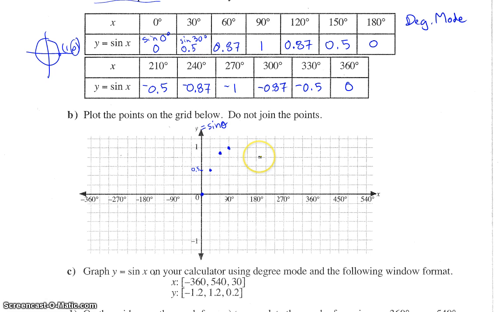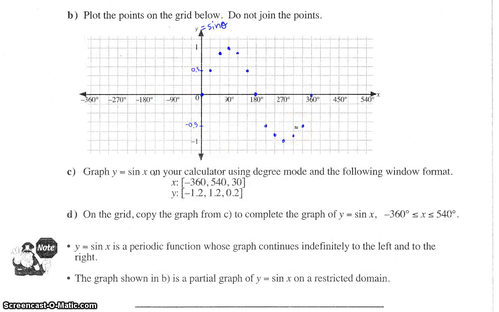Okay, keep filling these in. Go ahead and plot those points, and then we'll check back and see if we have the same values. So pause your video, please. All right, hopefully we got the same points. It said do not join the points, so we'll just wait a minute on that.